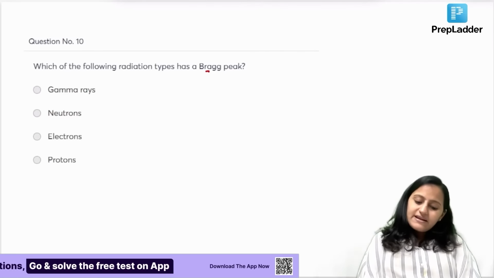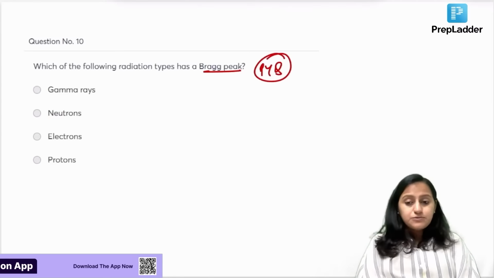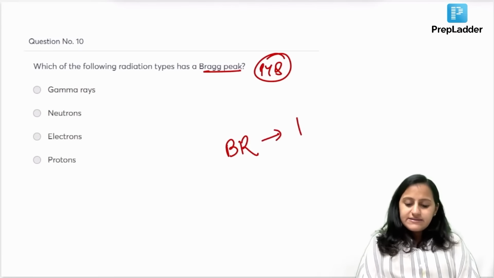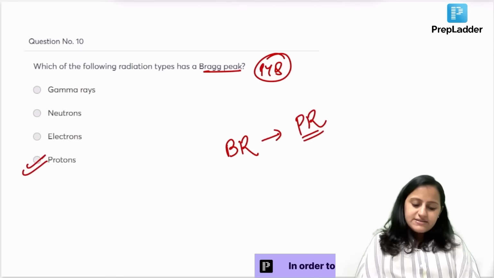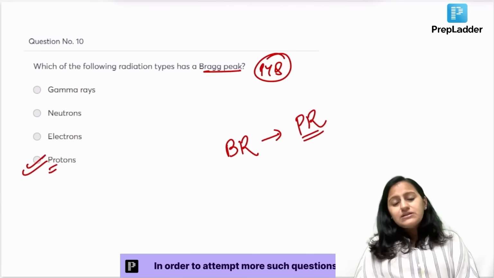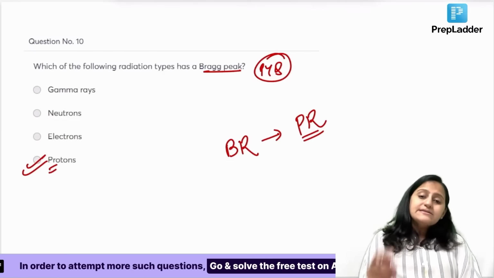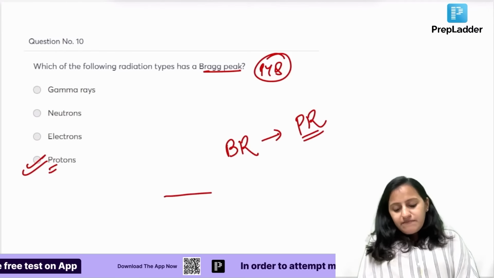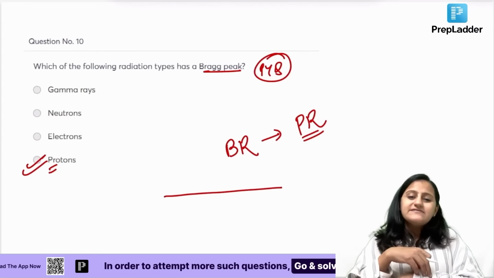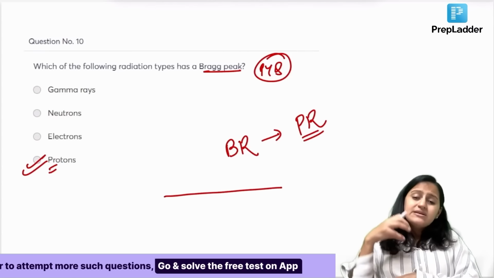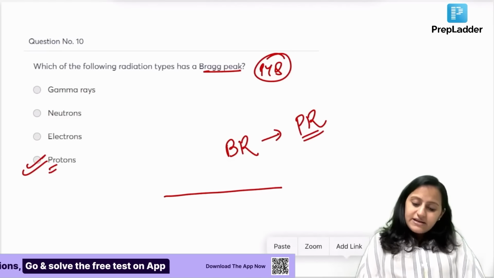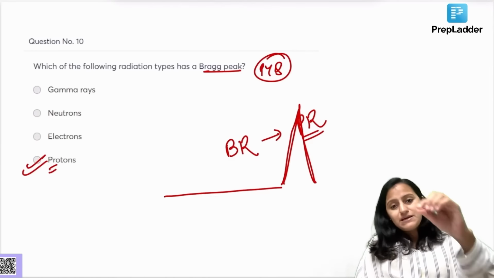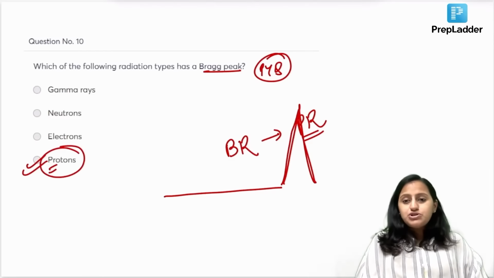Which of the following radiation types has a Bragg peak? PYQ. Bragg. Remember Bragg. BR is seen in PR. PR is protons. Okay, it is seen with protons. What is Bragg peak? So when we use proton beam as in radiotherapy, when it goes into the body, it hardly gives any radiation to the superficial tissues. When it reaches the tumor site, it gives all the radiation, right? Like a peak. It is suddenly showing that peak. So remember, it is protons which show the Bragg peak.